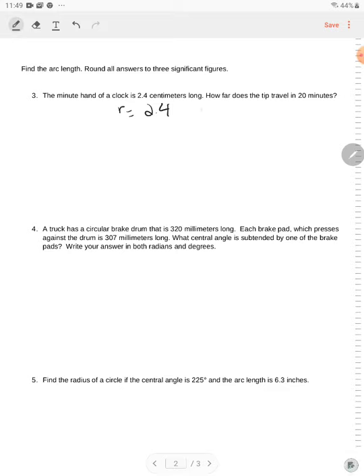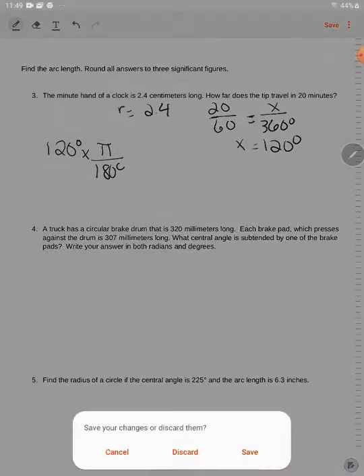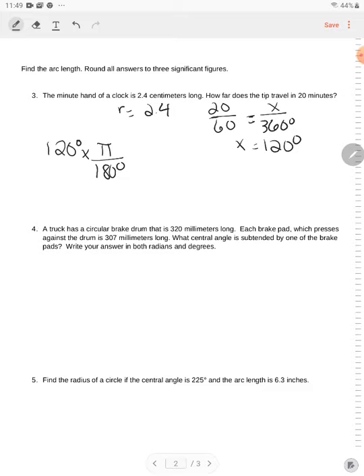20 minutes, we have to find theta. So there are 60 minutes in an hour. So we're going to do part over total. 20 over 60 equals x over 360 degrees, because in a circle, there are 360 degrees. So doing the math, we get x is equal to 120 degrees. Now remember, when we do arc length, we must be in radians. So again, multiply by pi over 180, and we get 2 pi over 3 radians.